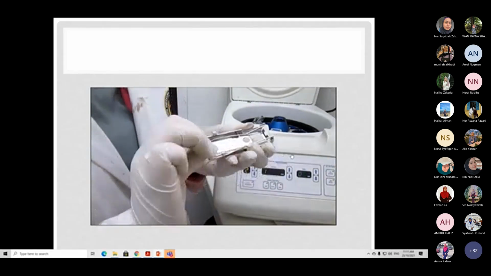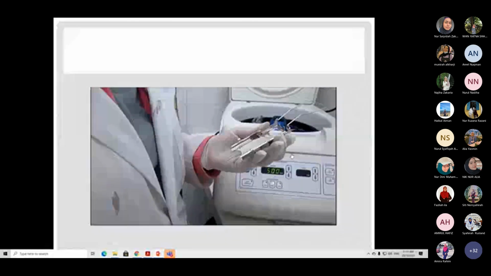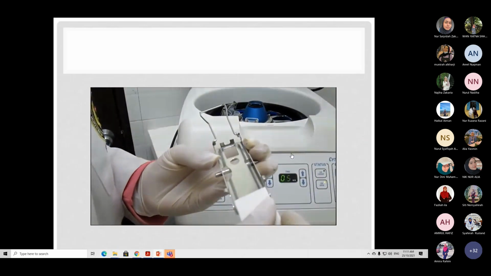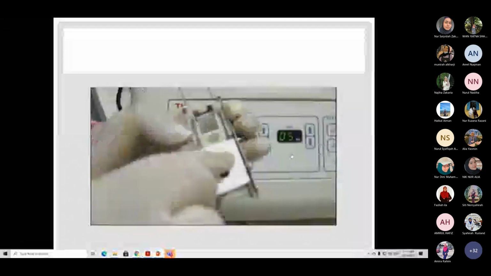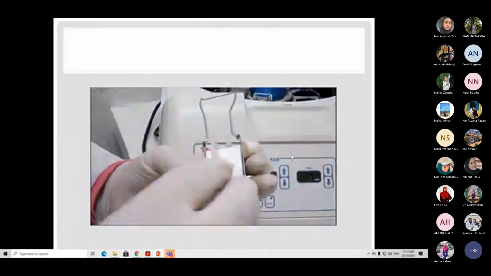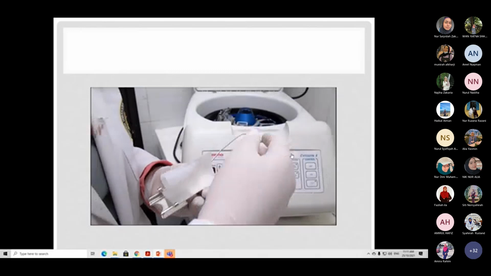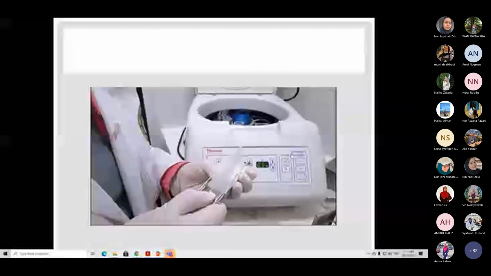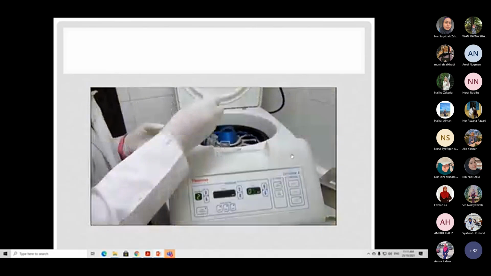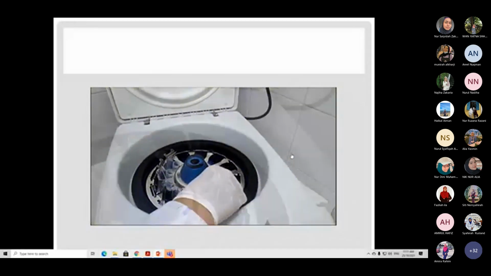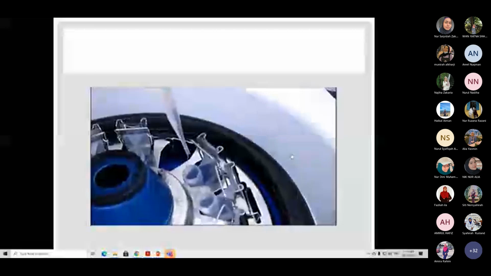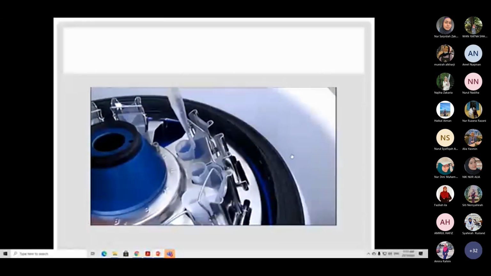But it is in Spanish, students. You just watch the motion. This is how cytospin is performed in the cytology lab. So we put the fluid into this instrument. Okay, that's the fluid, pleural, peritoneal, or pericardial fluid.